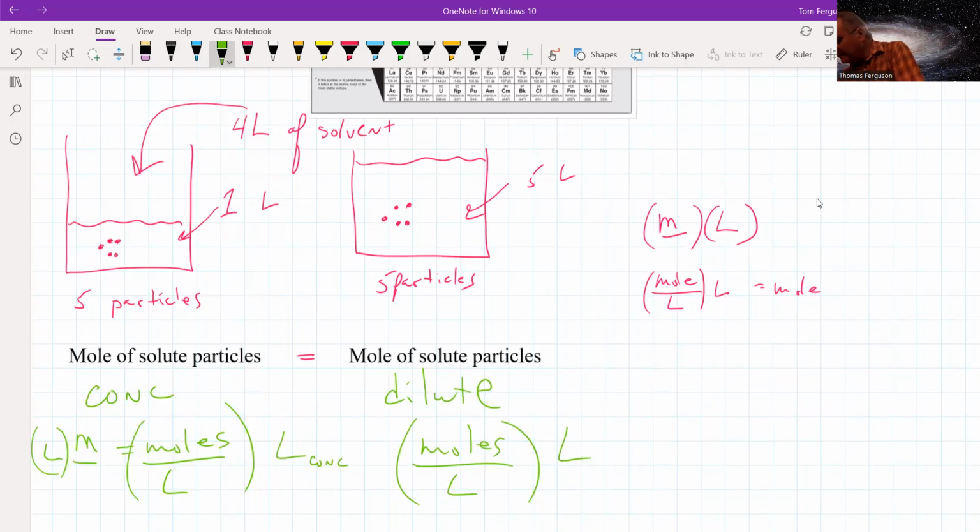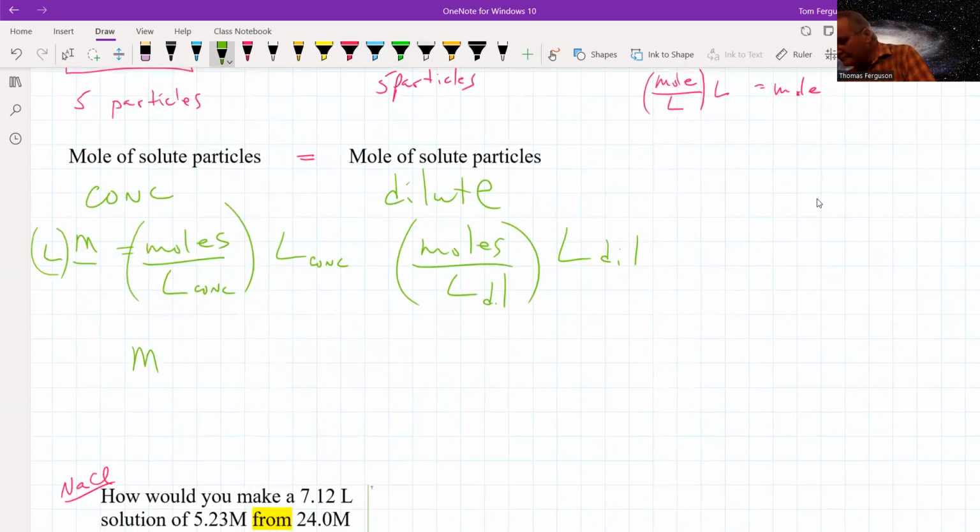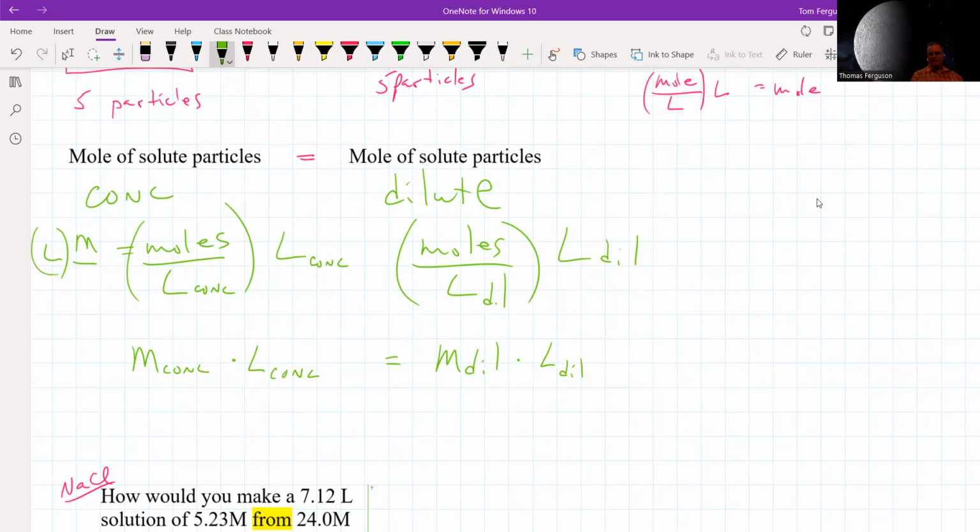So we have concentrated and dilute. The two volumes are not the same. One's a concentrated volume, one's a dilute volume. And those are going to be equal. So now we have a new relationship. The moles per liter, the concentration, times the volume of the concentrate equals the new concentration, dilute, times the volume of the dilute.